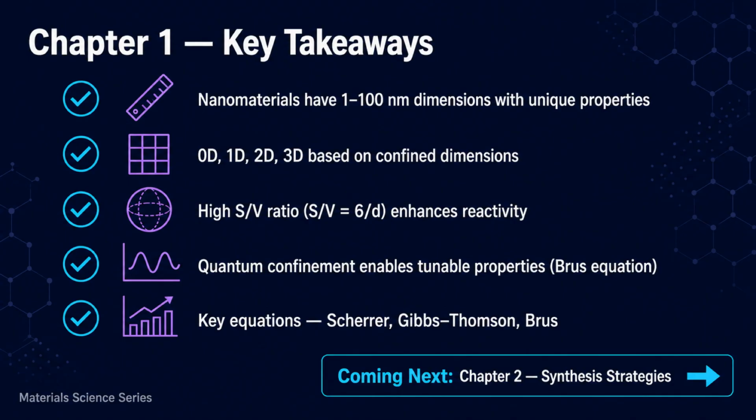The high surface-to-volume ratio, following S over V equals 6 over D for spheres, leads to enhanced reactivity, lower melting points, and increased catalytic activity. Quantum confinement, described by the Bruce equation, enables size-tunable optical and electronic properties. We've also learned key characterization equations: the Schrödinger equation for crystallite size from XRD and the Gibbs-Thomson equation for melting point depression. In Chapter 2, we'll explore synthesis strategies, both top-down approaches like ball milling and lithography, and bottom-up approaches like chemical vapor deposition and colloidal synthesis.